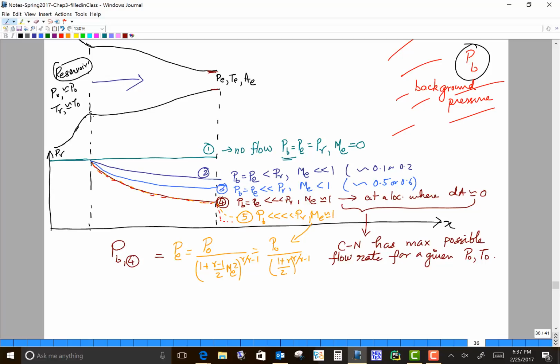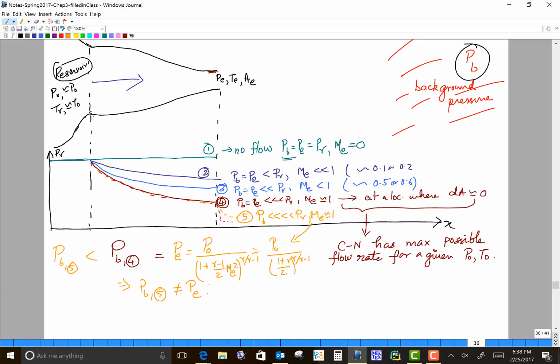And my PB in case 5 is smaller than the value that we had in case 4, which means my PB corresponding to case 5 is not equal to PE. Okay, so this is the reason why PB is not equal to PE in this case.